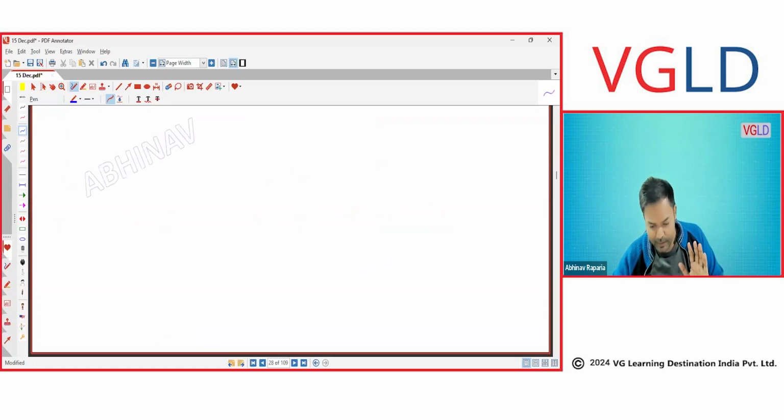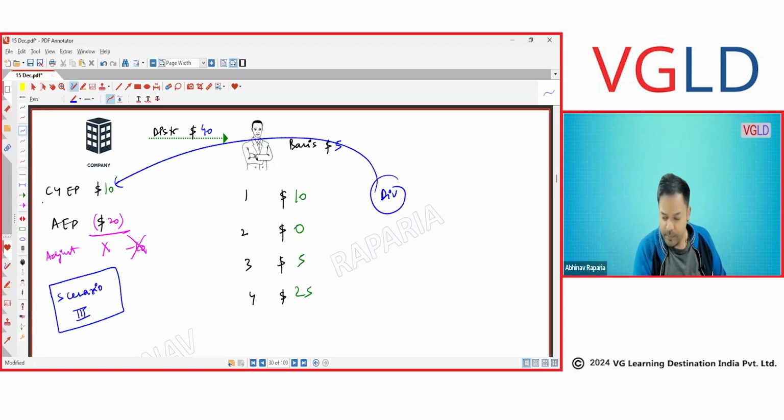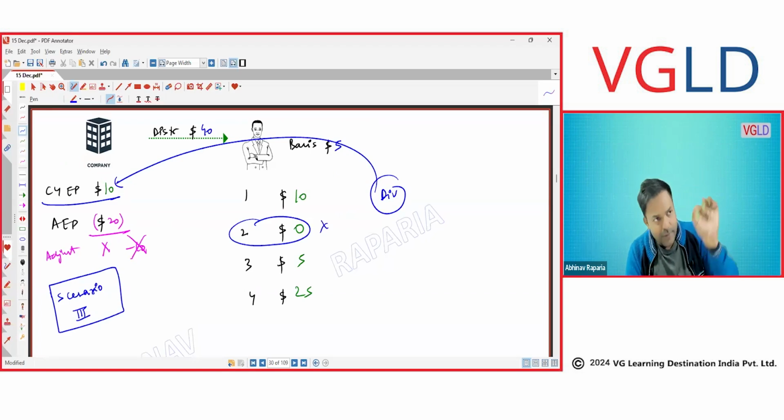In scenario number 3, can I not say that I will have a dividend up to the current year earnings only? Because here I'm having nothing. Yes, I'll have dividend only up to that level. Beyond that I can't have it because this is negative. So let's read up till here before I confuse you more.